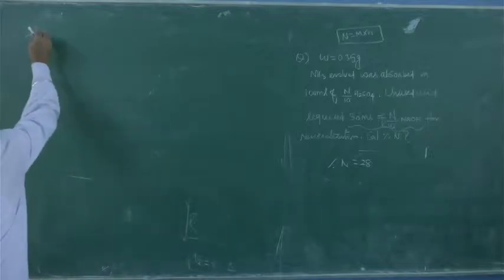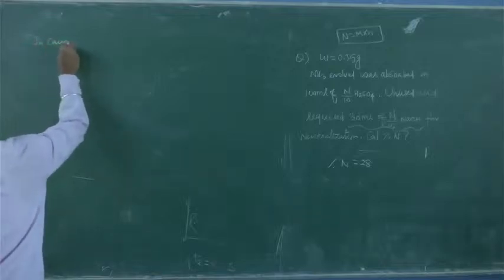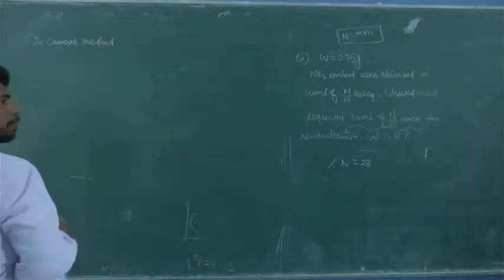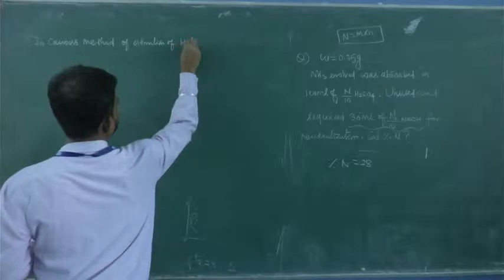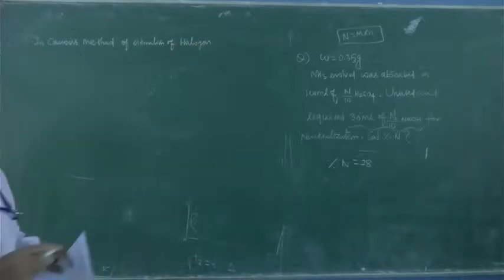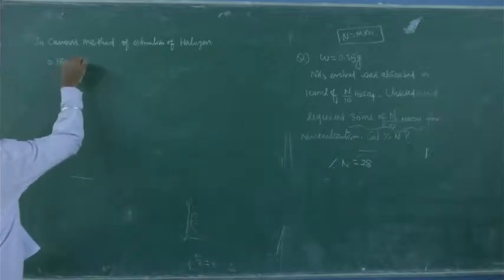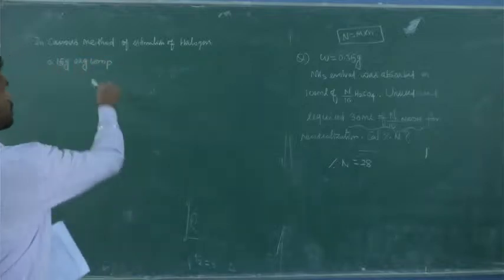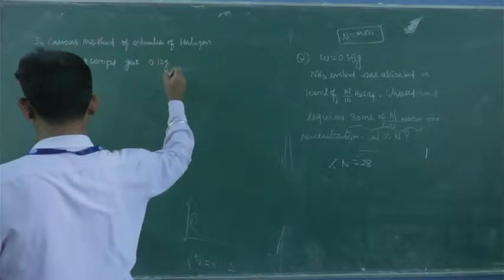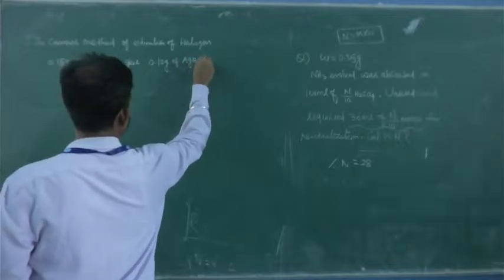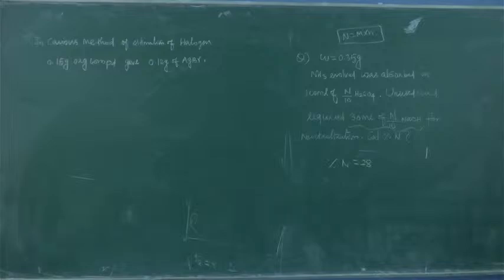Okay, we'll go next. In Carius method of estimation of halogen, 0.15 gram of organic compound gave 0.12 gram of silver bromide, AgBr.